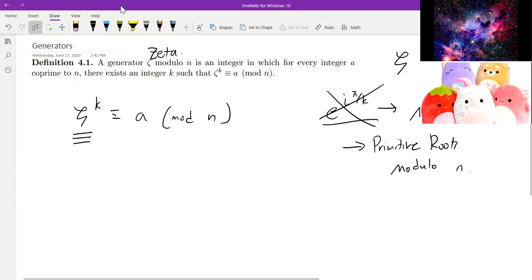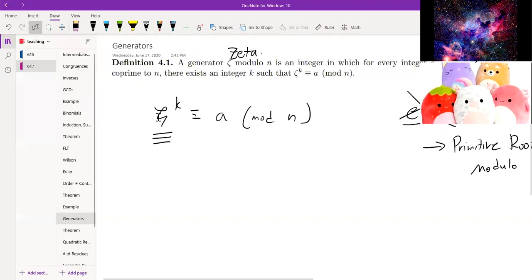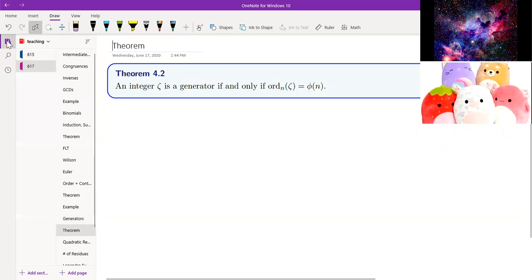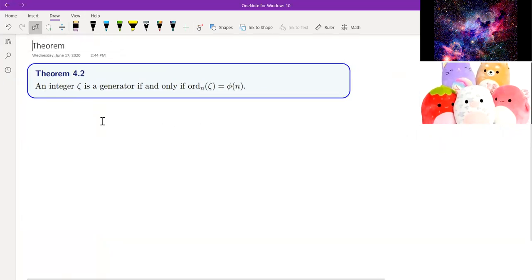And so we have time to talk about one theorem real quick. This is a theorem that'll help you define if a number is a generator or not. An integer zeta is a generator if and only if the order of zeta mod n is equal to phi of n. So remember, order always divides phi of n. In this case, we're saying that it's not a divisor of phi of n less than phi of n. It's just phi of n itself.